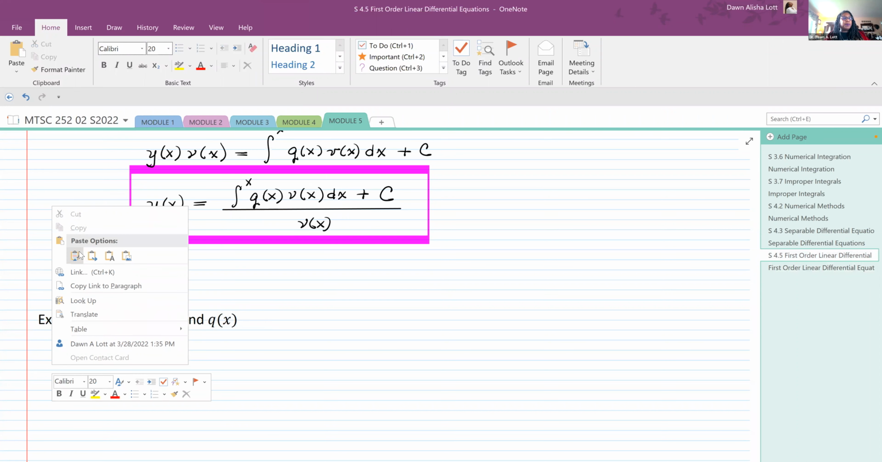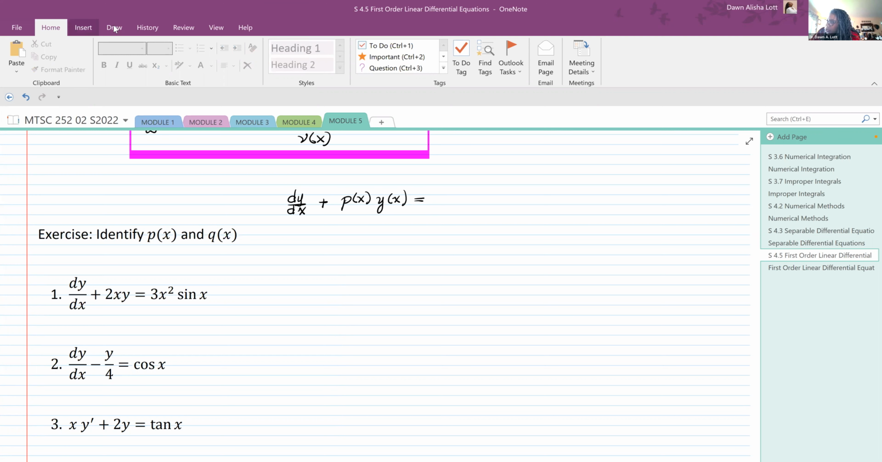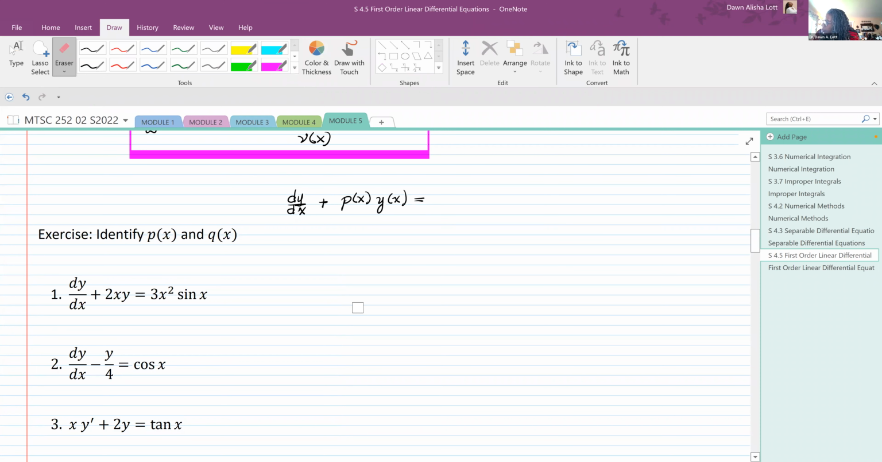Now I want some class participation on this. I'm giving you the standard form again: dy/dx plus P of X times Y of X. Actually, most people just write P of X times Y. Okay, so in this one, what is P of X? And what is Q of X? I need class participation. P of X and Q of X.